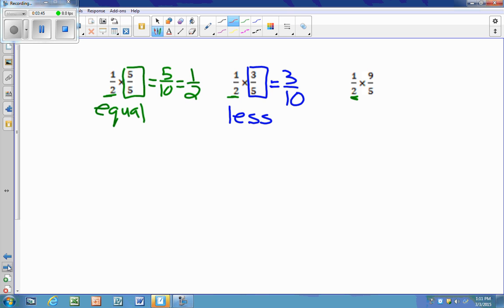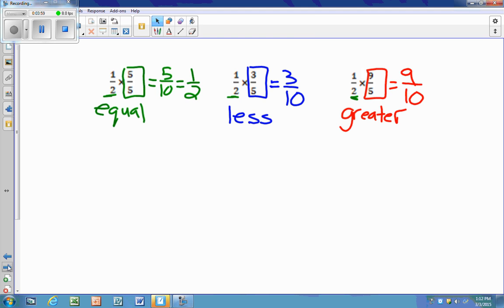And on the last one, I have 9/5. The 9 is greater than the 5, so it's improper. So because it's an improper fraction, I know it will be greater than 1/2. And in fact, 9/10 is greater than 1/2.